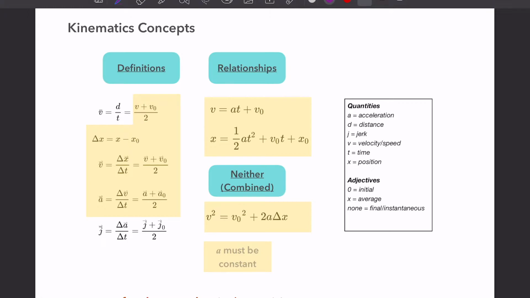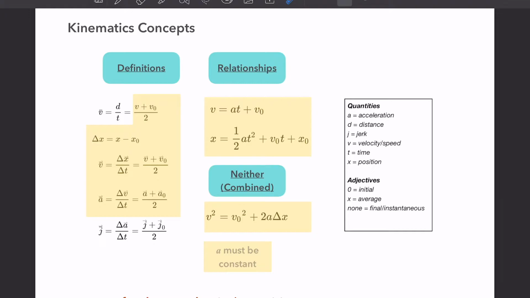So when we're talking about kinematics, these are all the concepts involved. And I like to break them down into two types of concepts: those that are definitions and those that are relationships. The definitions consist of mathematical expressions or mathematical definitions.